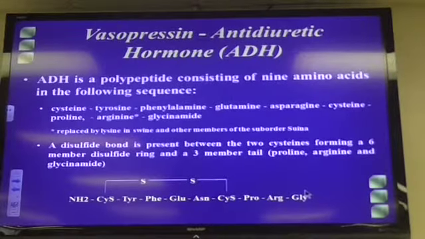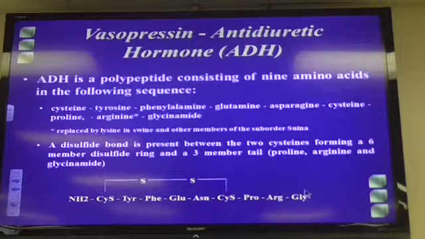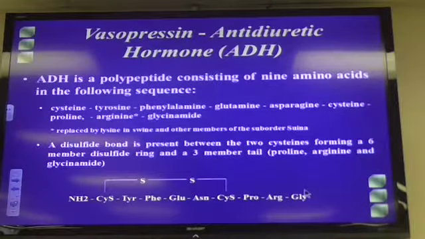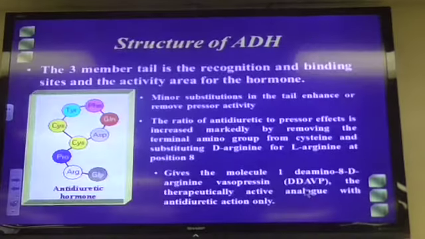Constriction of the vessels to cause increased blood pressure, right? It also is a polypeptide, again, same 9 amino acids, just 2 different ones than what we see with oxytocin. And again, it has the disulfide bond linkage between the 2 cysteines, which forms your ring structure. And again, it's the 3-member tail, which is the reactive receptor area for it.